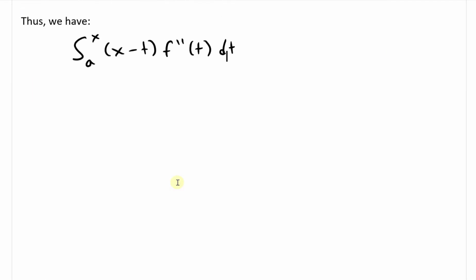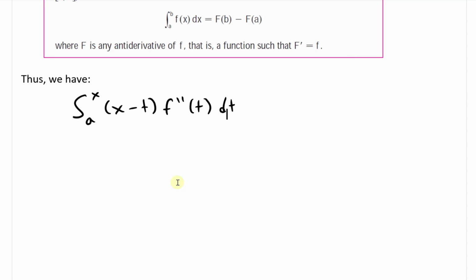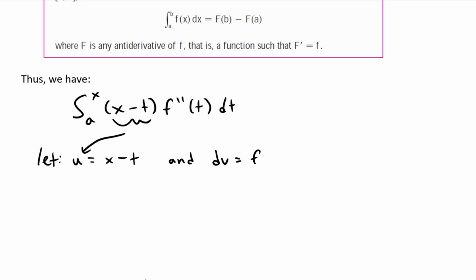Scroll back down. Now what I'm going to do is solve it by parts. I'm going to let u equal x minus t. That's this right here, so move it there. So that equals u. And I'm going to let dv equal the second part, f double prime of t dt. This whole thing is going to be our dv.